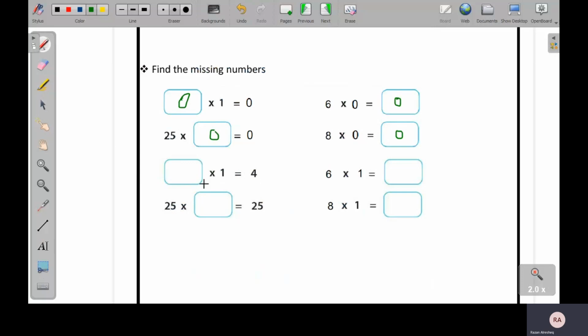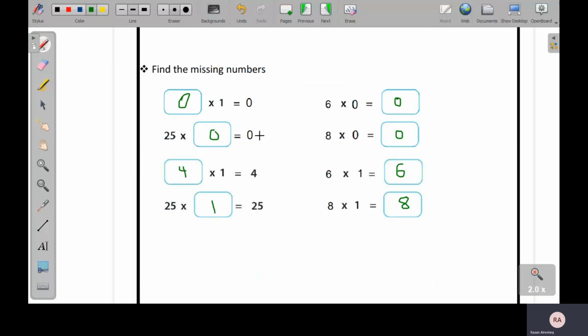My second property of multiplication is any number times 1 is the same number as the answer. So 4 multiplied by 1 equals 4. 6 multiplied by 1 gives me 6. 25 multiplied by 1 gives me 25. And 8 times 1 gives me 8.